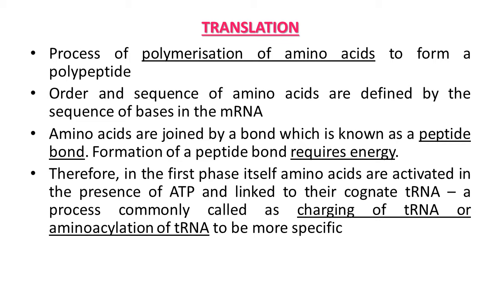Formation of this peptide bond requires energy. For that purpose, in the first phase amino acids are activated in the presence of ATP. As you know very well, ATP is a good source of energy, and the amino acids are linked to their cognate tRNA, a process commonly called charging of tRNA, or aminoacylation of tRNA to be more specific. So for formation of this peptide bond, energy is required and it is provided this way, and that is known as charging of tRNA.